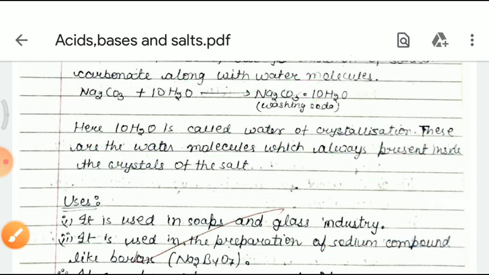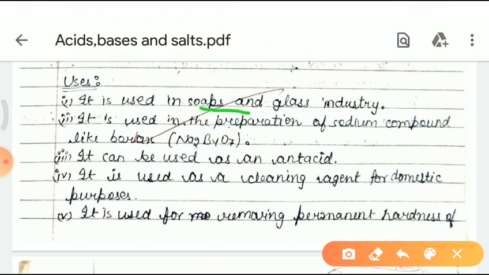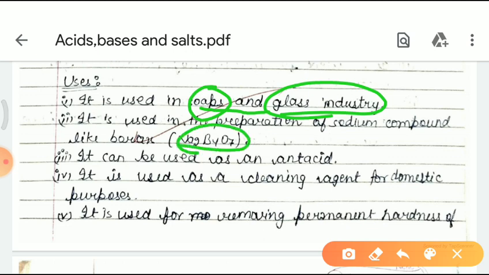This washing soda is an important salt and it is used in a number of things. It is used in soaps and the glass industry. The washing soda, as the name signifies, is used in soaps and glass industry, right? It is used in the synthesis of some compounds which are formed by sodium. In the formation of some special chemical compounds also washing soda is used, such as borax, Na2B4O7. Okay, it can be used as an antacid. This can be used to nullify the effect of acid. Similarly, washing soda is used to remove the permanent hardness present in the water.